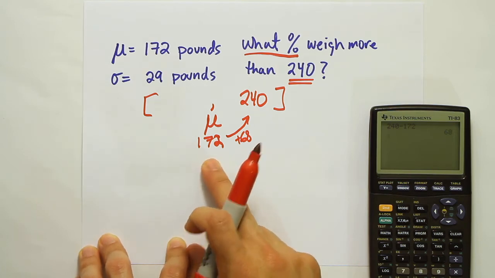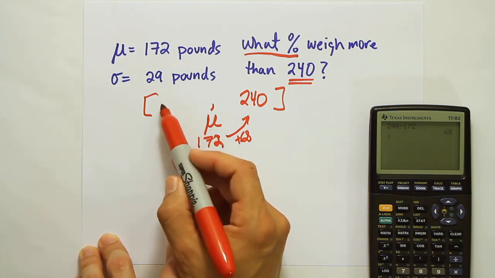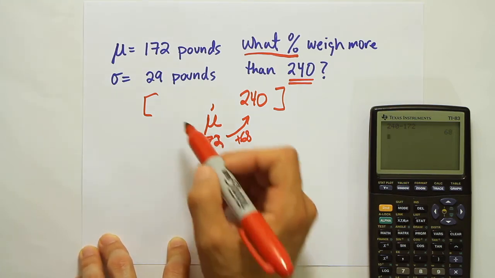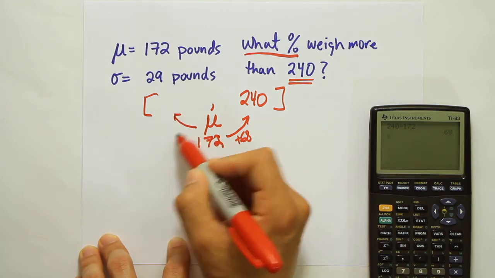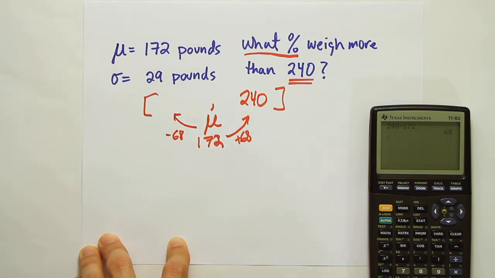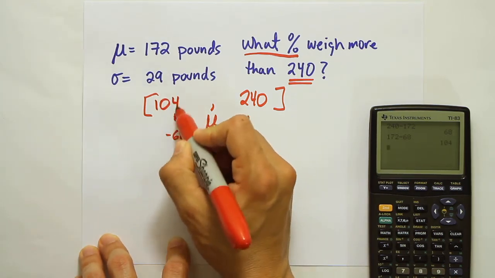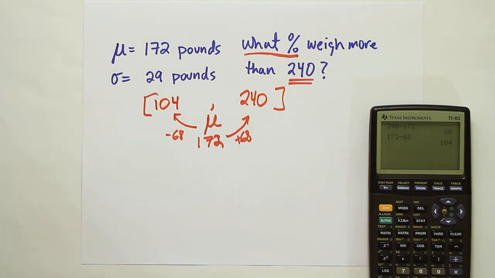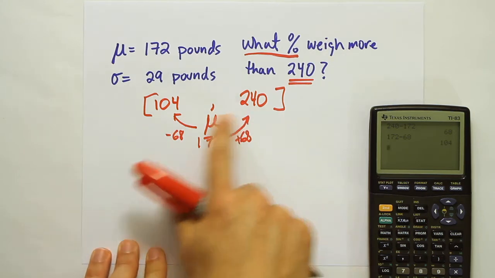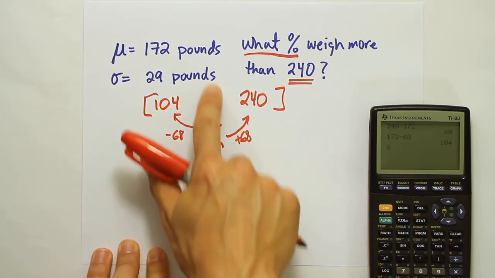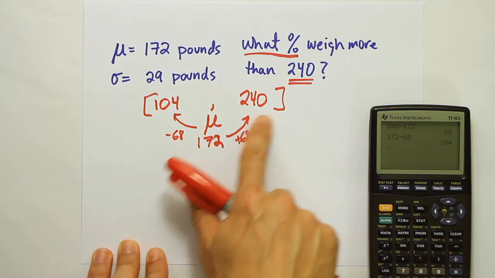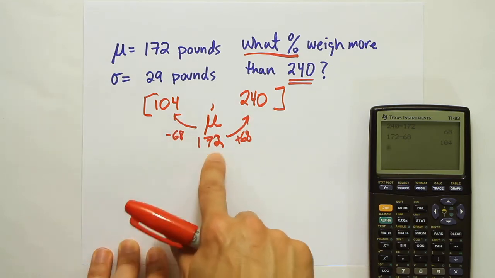Now, in order to get an interval that's symmetric around the mean, we have to have a number down here that's also 68 away from the mean, but in this case it would be minus 68. So if you do 172 and subtract 68, you get 104. That 104 is the lower value for your interval. So now we have an interval that's symmetric around the mean. From 104 to 240 is an interval that surrounds 172 in a symmetric way. In other words, both numbers in the interval are 68 away from the mean.